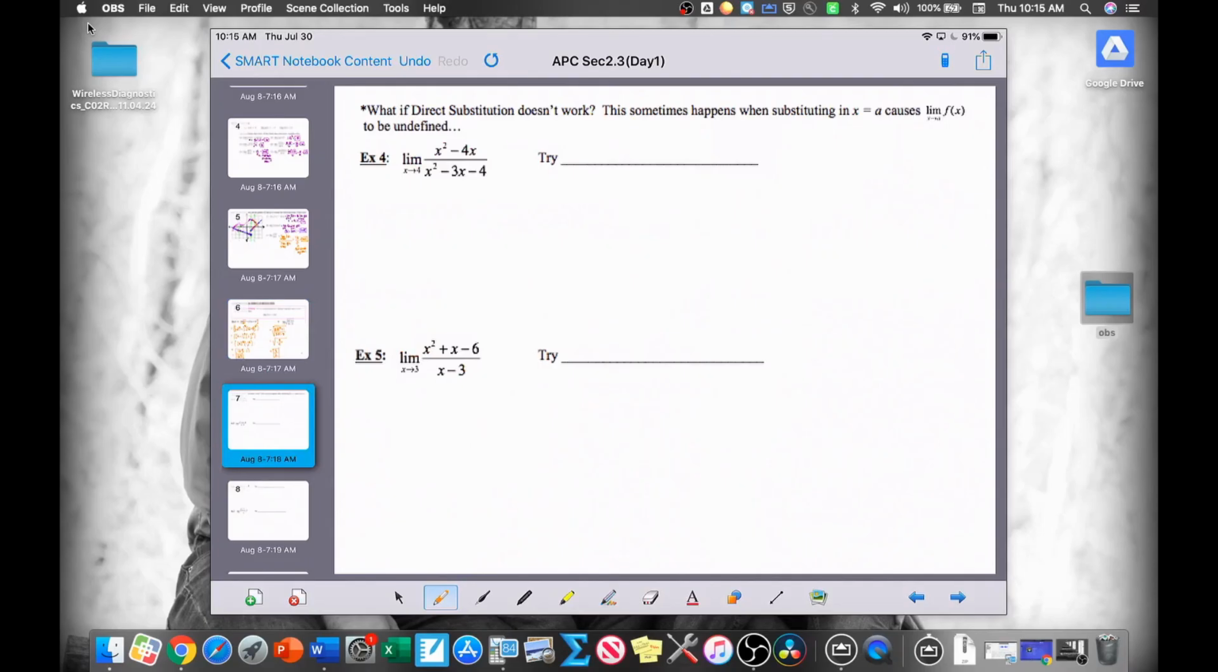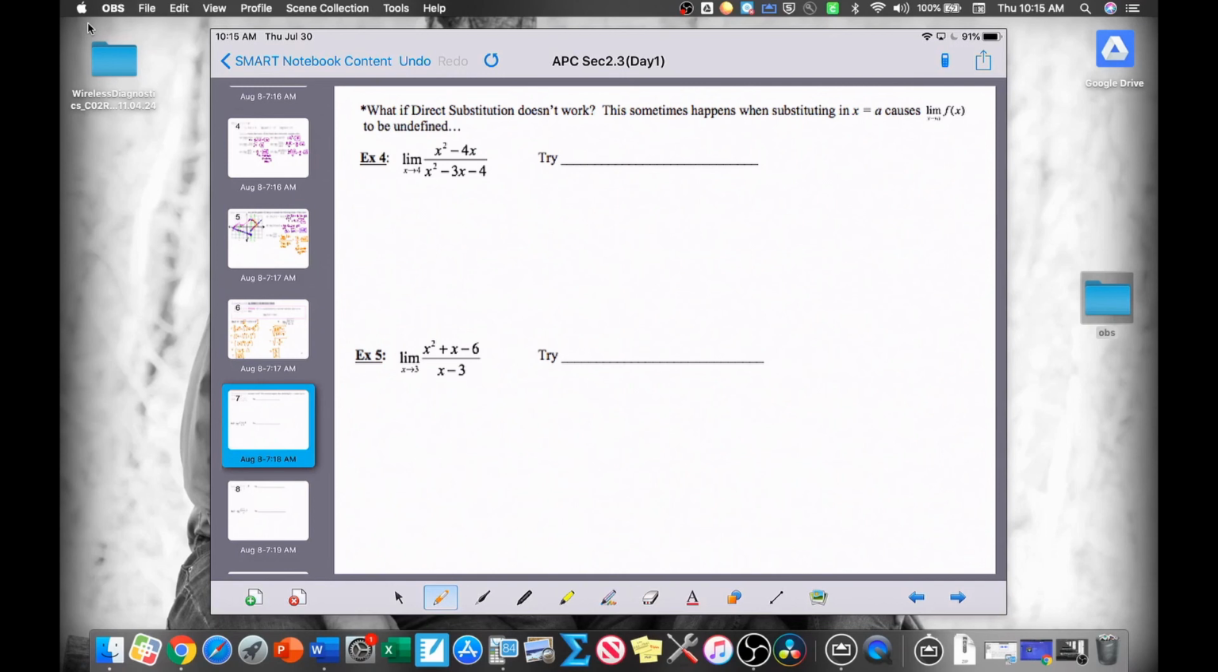The next part of our notes deals with evaluating limits where direct substitution is not an option. It sure is nice when all you have to do is plug in an x value and do some math, but this is calculus, not algebra. So most of the time, direct substitution is not going to work because when you try to do direct substitution, you run into a problem. Most of the time, that problem is you end up with something that is undefined.